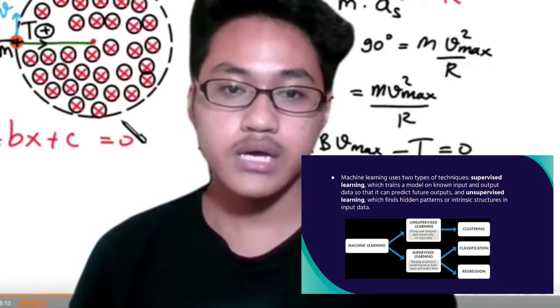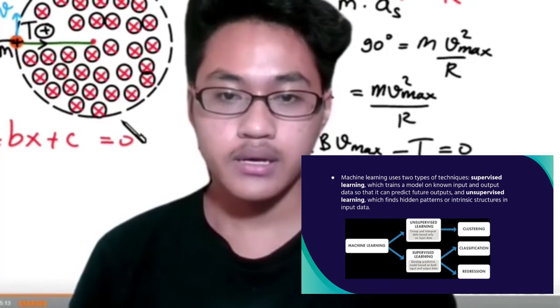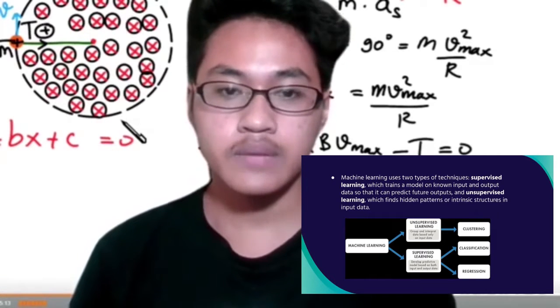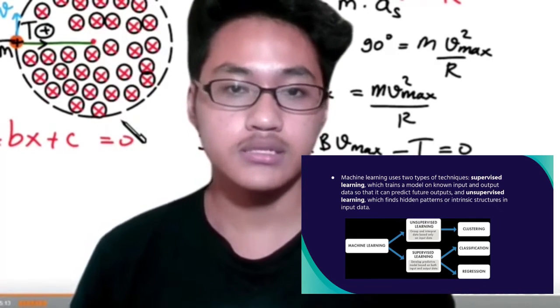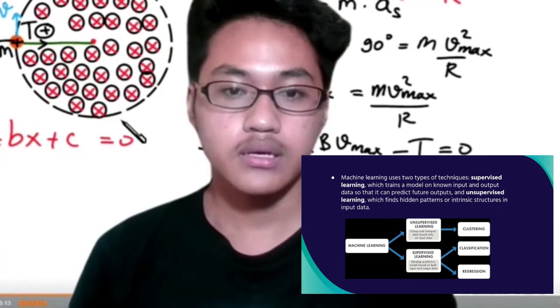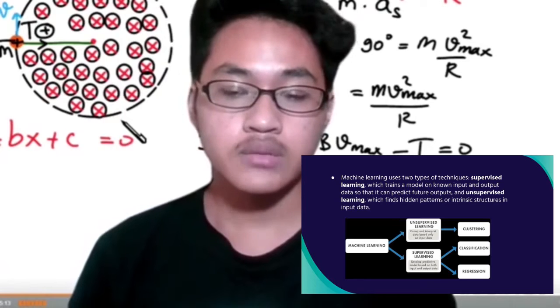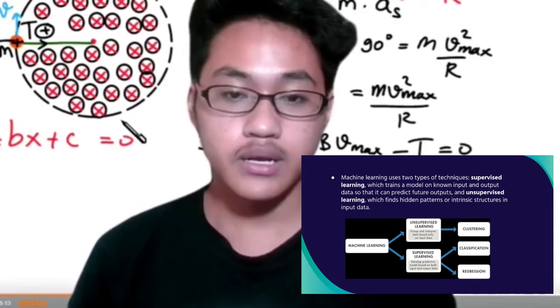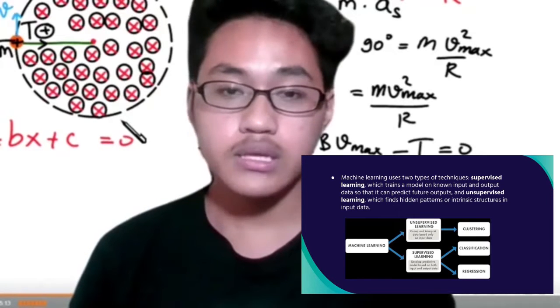Machine learning uses two types of techniques. The first one is supervised learning, which trains a model on known input data and output data so that it can predict future outputs, and unsupervised learning, which finds hidden patterns or intrinsic structures in input data. So unsupervised learning groups and interprets data based only on input data. Supervised learning develops a predictive model based on both input and output data.